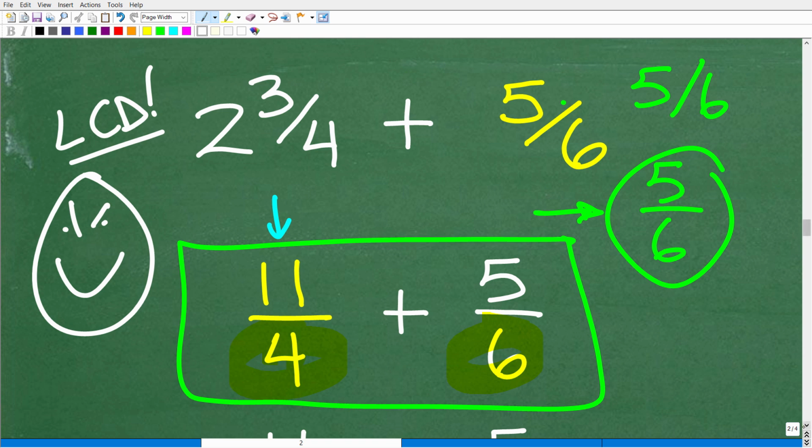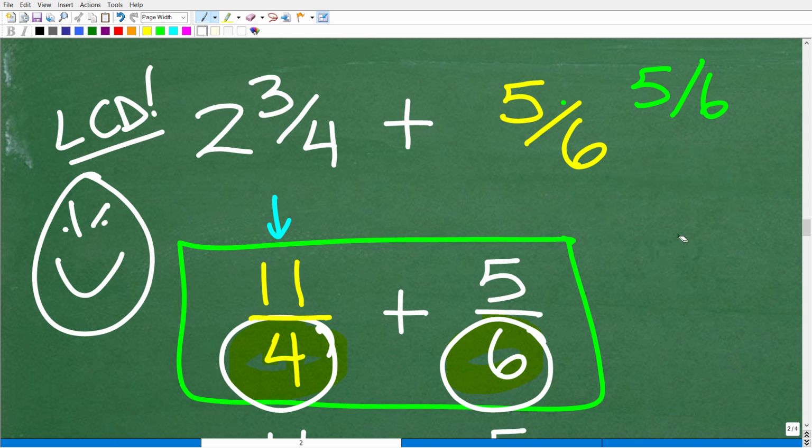Okay, so how do we find the LCD? Matter of fact, before I even tell you how to find the LCD, what is the LCD here? What is the lowest common denominator? What is the lowest number that both 4 and 6 have in common? Okay, so we're talking about multiples here, all right? As a matter of fact, I'll show you one way. So the multiples are multiples of 4 or what?